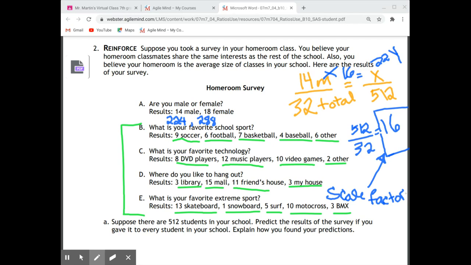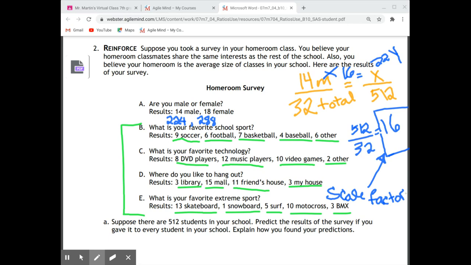So in this case, our 4 baseball players would need to be multiplied by what? 16. Correct. So we're going to do 4 times 16. And that will tell us how many people like baseball. 64. You're 100% correct. So 16 multiplied by the thing would be the answer. Yes, you're 100% right.